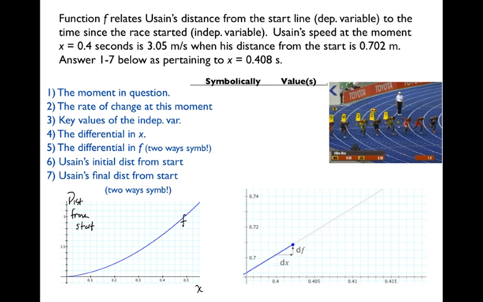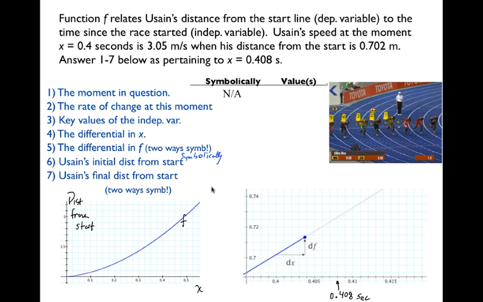Okay, so now, same function, it relates distance from the start to the time since the race started. Okay, independent variable. Usain's speed at the moment x = 0.4 seconds is 3.05 meters per second, when his distance from the start is 0.702 meters. Okay, so I'm giving you different information. I've changed the order of things, and now I'm asking you to work symbolically first and then the values. So read carefully. And here's where we're really going to start applying some of the things we've learned before. Let's talk them through here. See how you did.